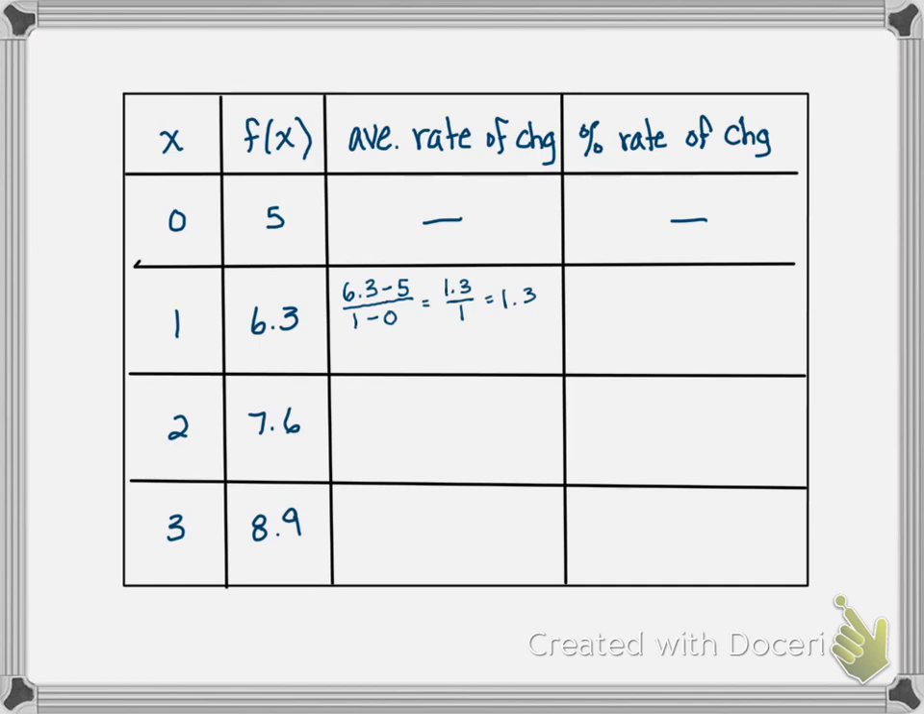And then to find our percent rate of change, again, the numerator is always the same. It's the change in our y values. But then instead of dividing by the change in your x value, you're dividing by your initial y value. So in lieu of anything else, you can always just copy that second number, which gives us 1.3 over 5, which is 0.26.